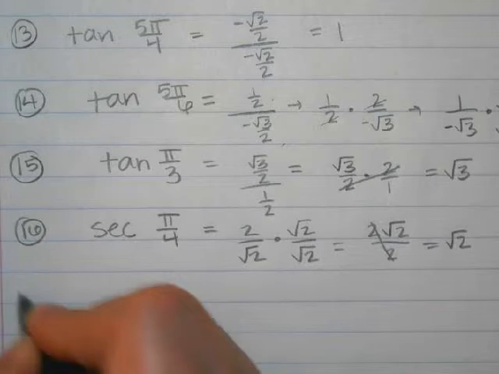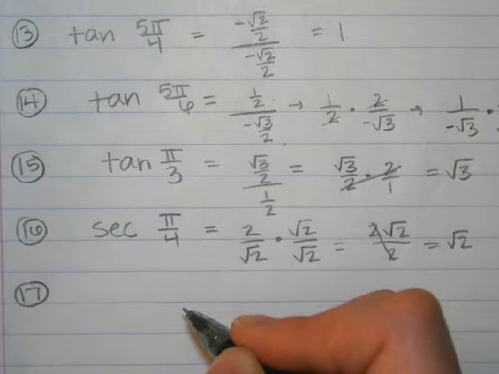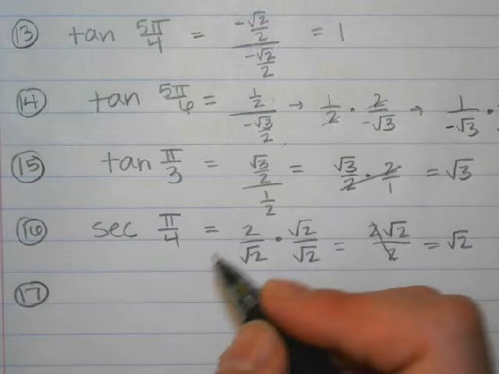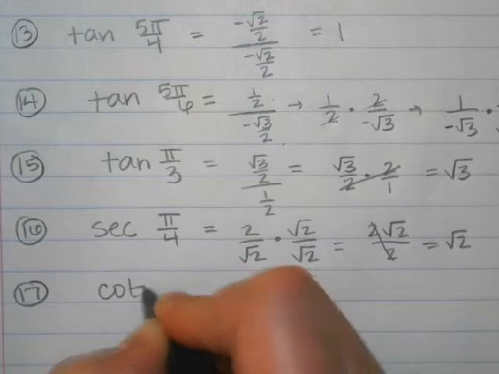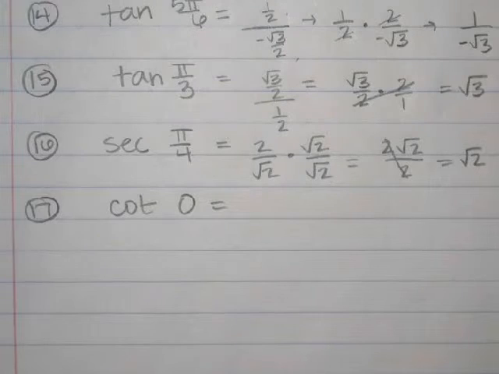All right, number 17. Tell me what cotangent of 0 is.